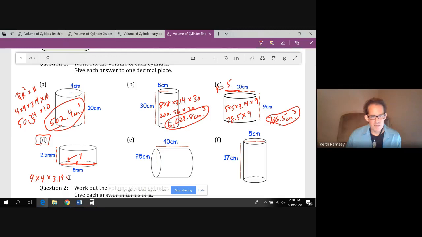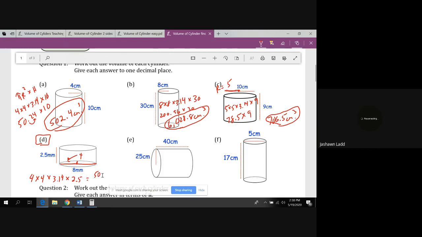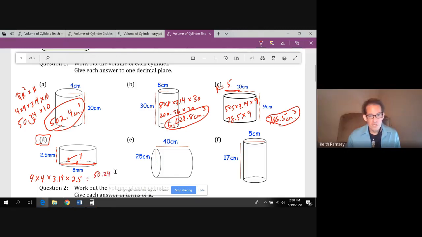And then you're going to multiply that by the height. And if you look at it carefully, it's 2.5. You have a decimal there. So I know 4 times 4 is 16. And you want to multiply 16 times 3.14. And you're going to get 50.24. And then multiply that by that 2.5. That's the height. Okay. I got 125.6. And you'd label this millimeters cubed.